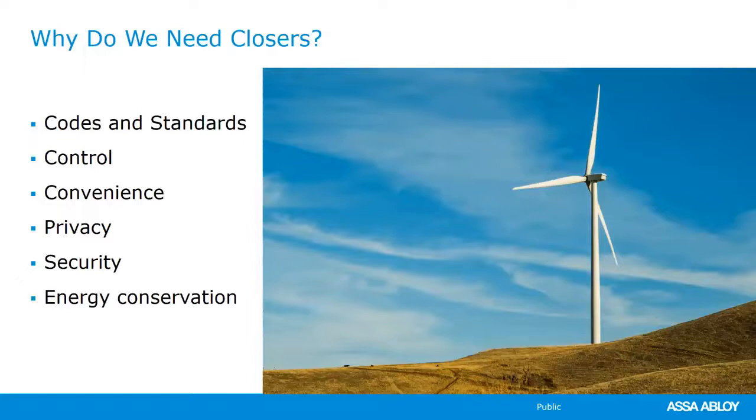ASSA ABLOY is really big on protecting the environment, making sure that our products meet certain environmental standards. We have environmental product declarations and health product declarations on many of our doors and hardware. And like I said, we care about the environment. Door closers are integral and important to that, making sure that we keep the hot air outside or the cold air outside of a building whenever we're heating or cooling the inside. So having that door close immediately after somebody walks through it, I think, is important.